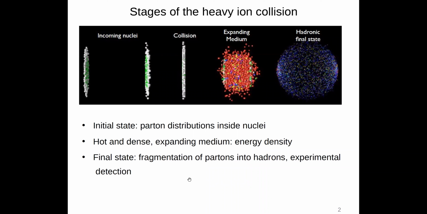As you know, in relativistic heavy ion collisions, the colliding nuclei are Lorentz contracted along the direction of the beam, that is, along the z direction. So this is the picture of Lorentz contracted nuclei which are about to collide. The initial state means before the collision, the distributions of partons, quarks and gluons, inside the nucleons of a nucleus are given by the parton distribution functions.